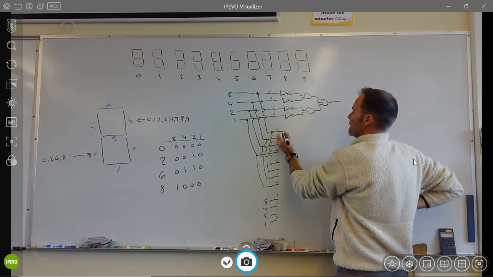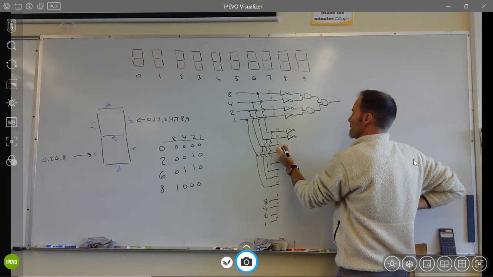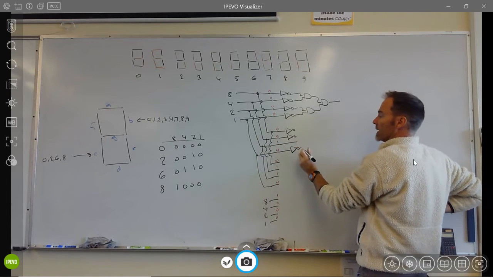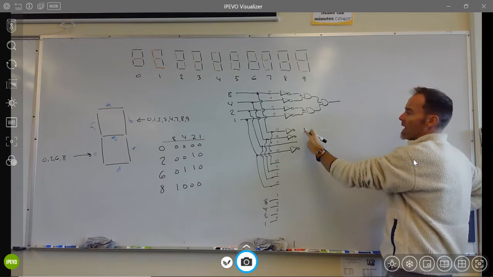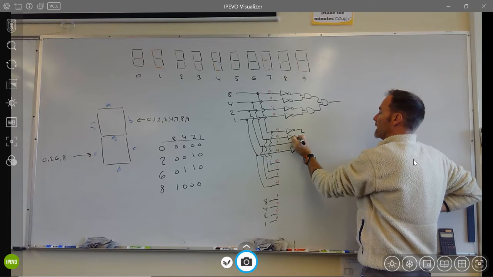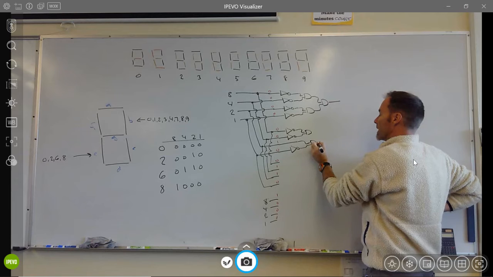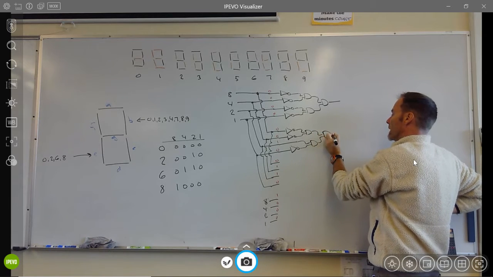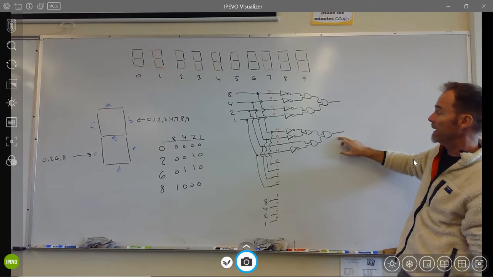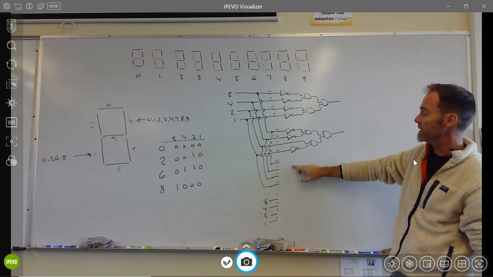So I come in, anything that's 0, and I use a NOT gate on it. If it's 1, I do not need to use a NOT gate on it. So now I have all 1s if I have a 2 input. AND gate these guys together. AND gate these guys together. AND gate these guys together. This guy will give me a 1 if I have a 2 input.